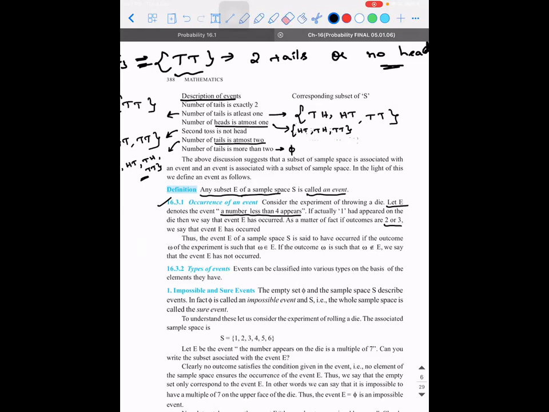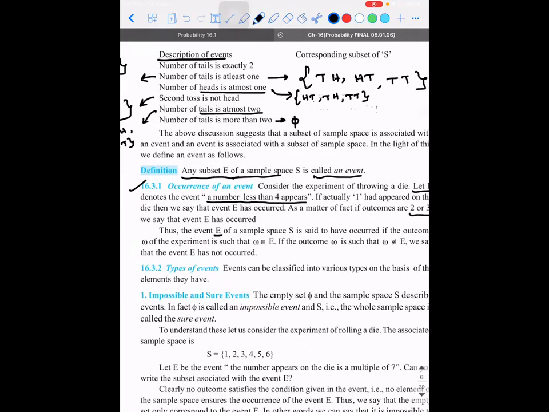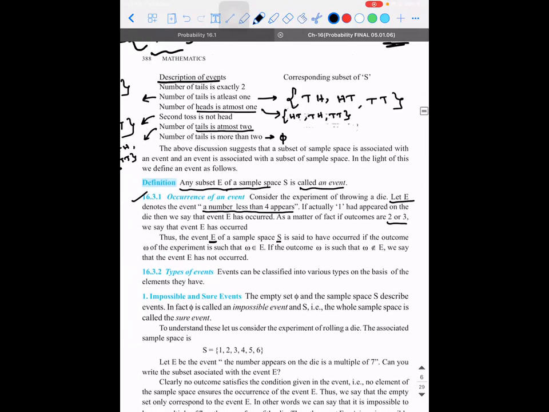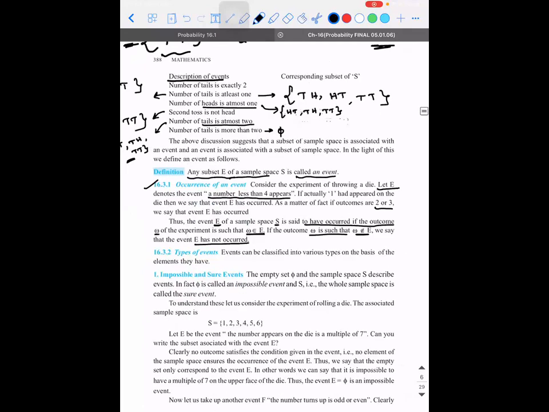So from this mathematically what we will say is, thus the event, see generally event is represented with capital E, sample space is represented with capital S. Because we know that the name of a set is represented with uppercase letters, right? So an event E of the sample space S is said to have occurred if the outcome omega of the experiment is such that omega belongs to the event E. If the outcome omega is such that omega does not belong to the event, then we say that the event has not occurred. Okay. So depending on the occurrence of events, we are going to see what are the types of events that we have.